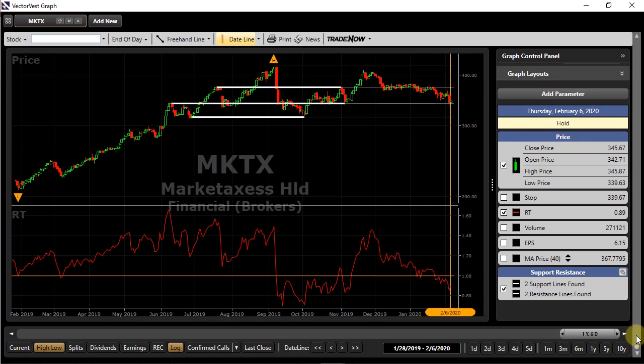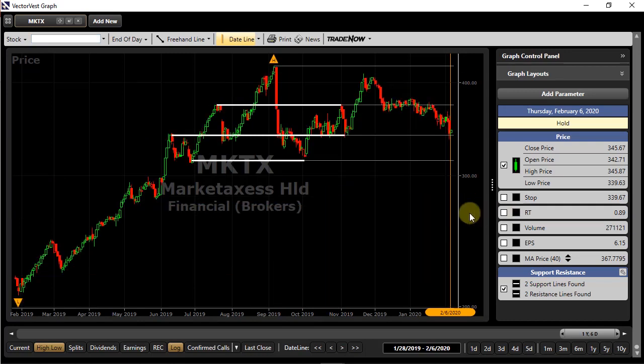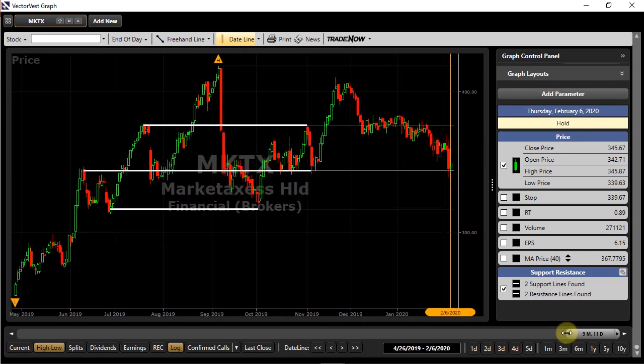It's this one, though, that I like. Now, the RT is low, but what I'm seeing here is a divergence. RT is creating a higher low. You can see these higher lows that are being created with RT. So let me take off RT for a moment and just talk about why I like this trade the most.